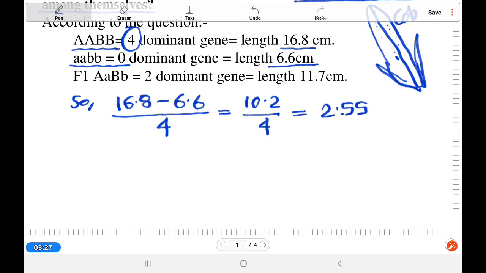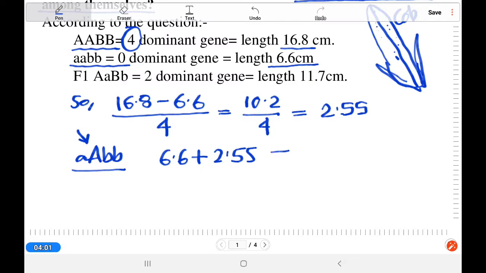Look at here, this polygenic is quantitative inheritance. It means that if the number of dominant genes is increased, suppose it is Aabb, it means one gene here is dominant, so the all-recessive length is 6.6, and for that dominant gene it will be plus 2.55, which is 9.15.